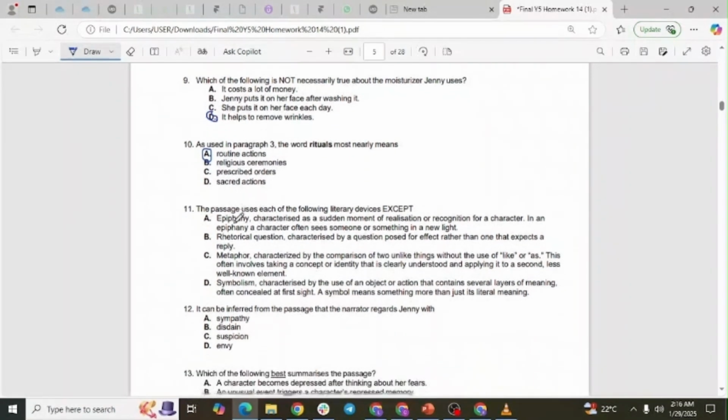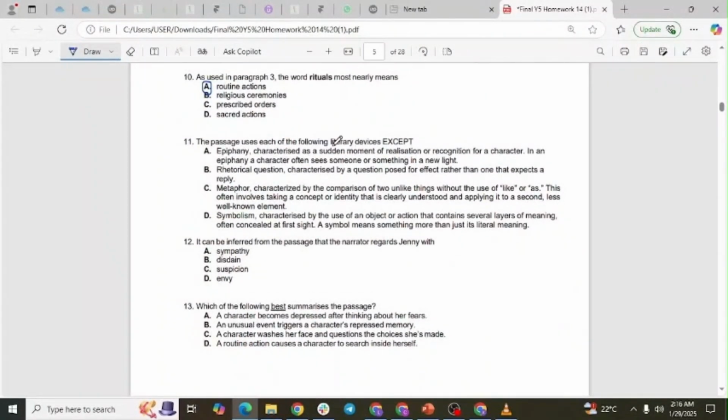Question 11. The passage uses each of the following literary devices except A. Epiphany, B. Rhetorical question, C. Metaphor, D. Symbolism. Answer: A. Epiphany. Explanation: there are rhetorical questions about her fears. Was it the heartbreak brought on? And there are metaphors or symbolic hints about aging and vanity. However, Jenny never has a true epiphany or sudden moment of realization.